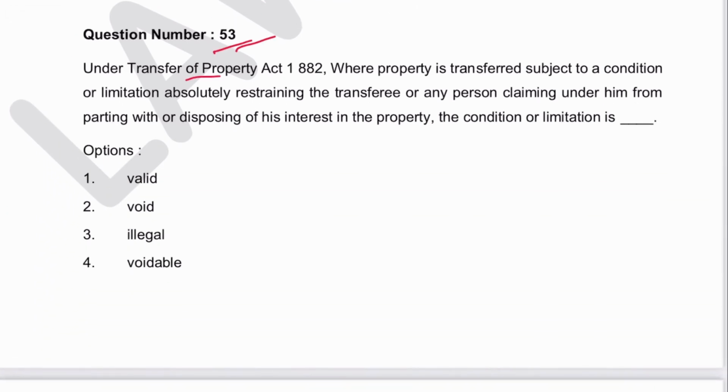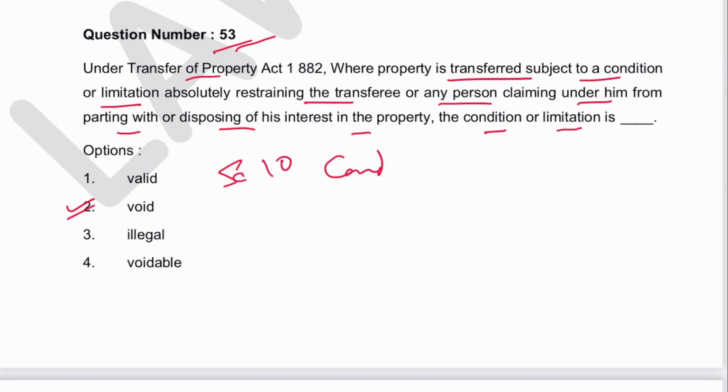Next 53. Under TPA, where property is transferred subject to a condition or limitation absolutely restraining the transferee or any person claiming under him from parting with or disposing of his interest in the property, the condition or limitation is void. 2 is the answer. It is mentioned in Section 10. That is conditions restraining alienation.